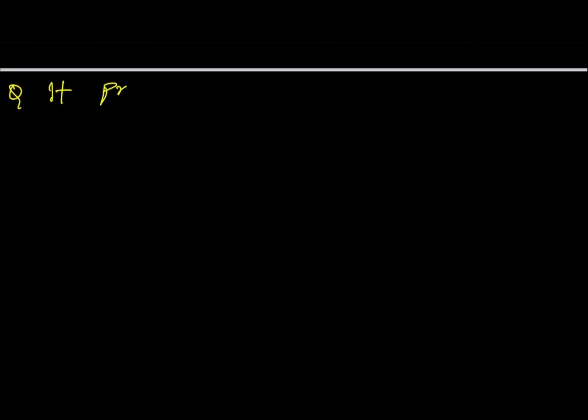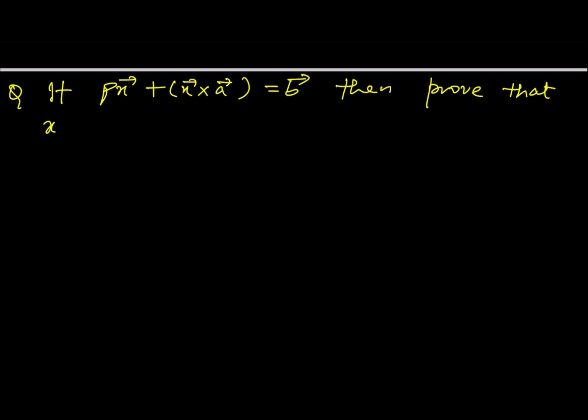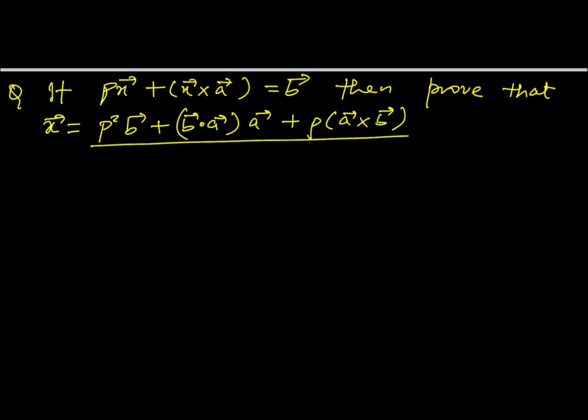If p x vector plus x cross A is equal to B vector, then prove that x vector is equal to p square B vector plus B dot A times A vector plus p times A cross B upon p times p square plus A square. And now this thing we have to prove.